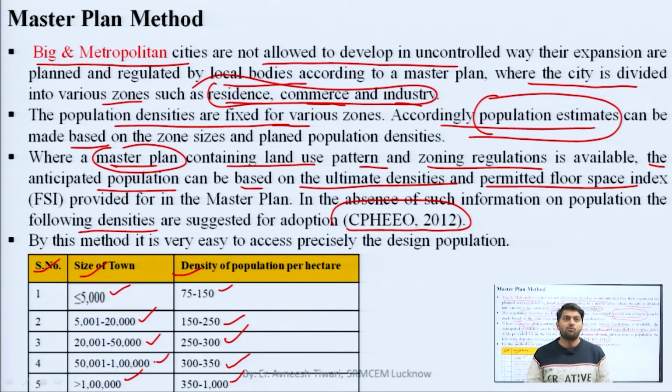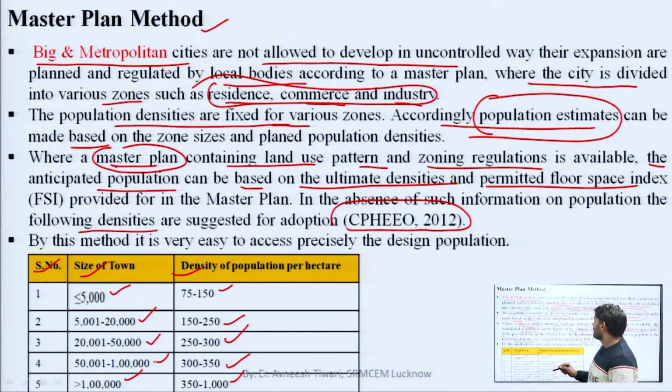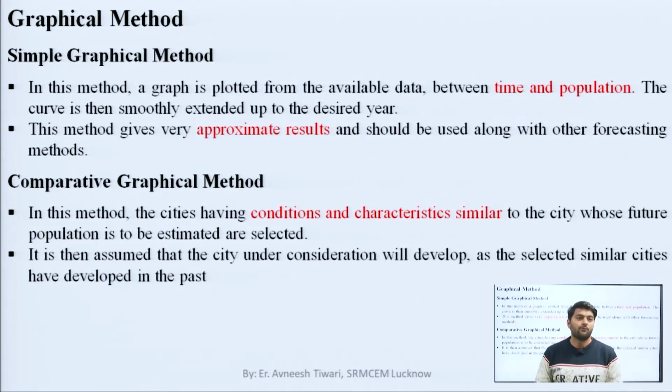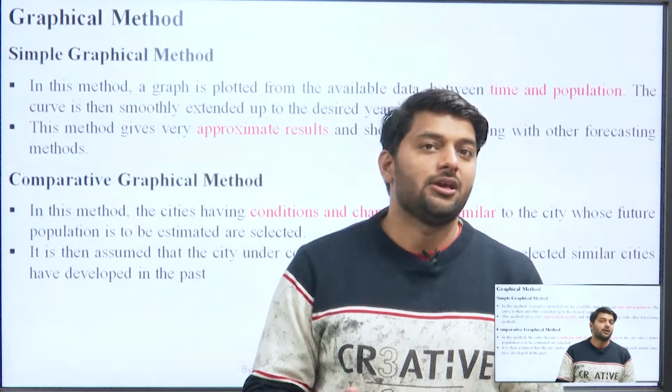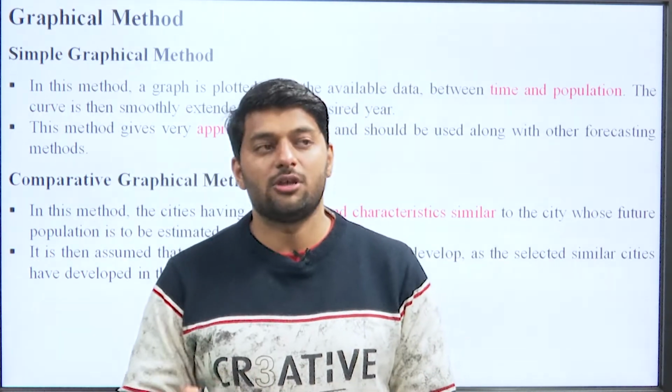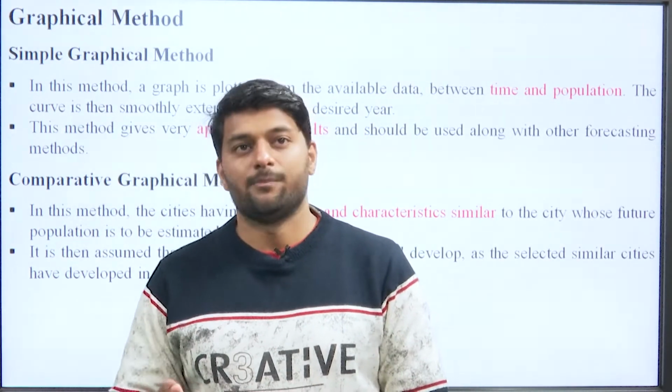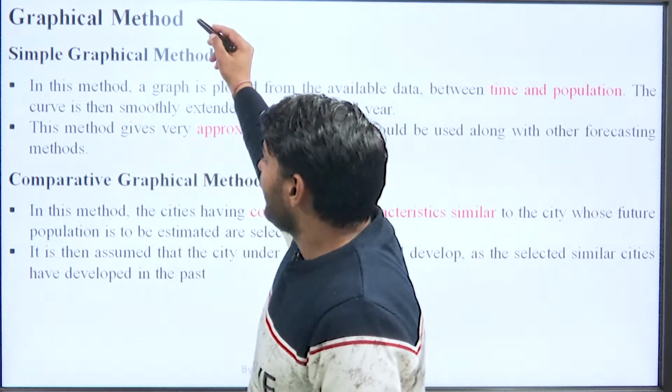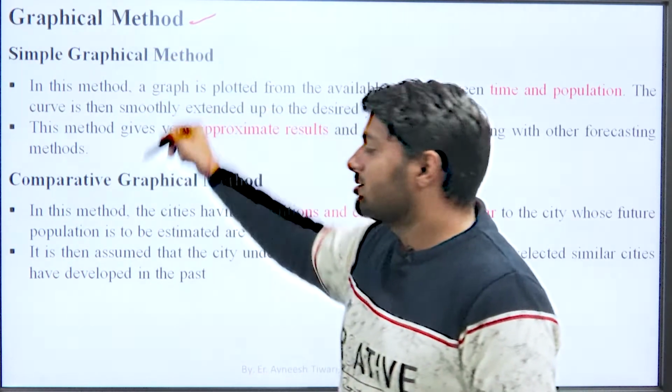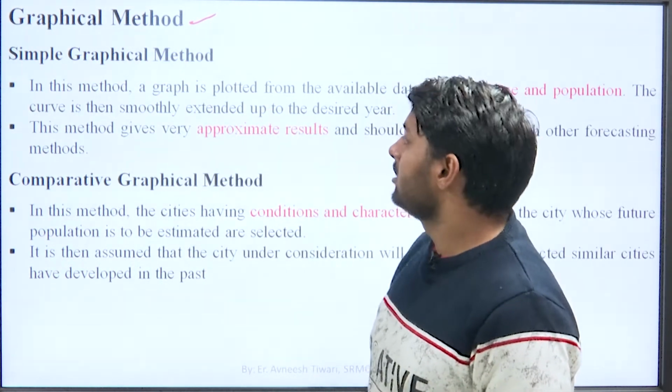So we can conclude that by this method the city will grow in a controlled way, and that controlled way makes data available in the form of population densities, which will be helpful in estimating the forecasted population. The next methods are graphical methods, meaning we need a graph for estimating the population.